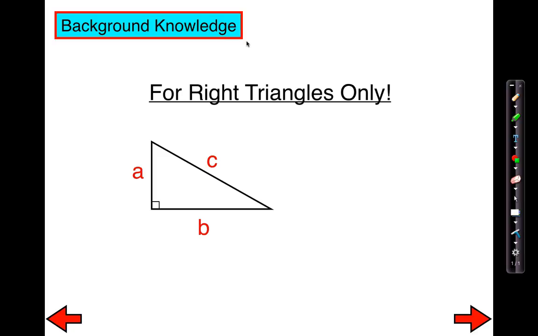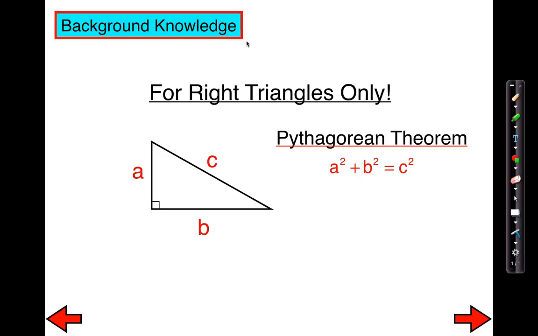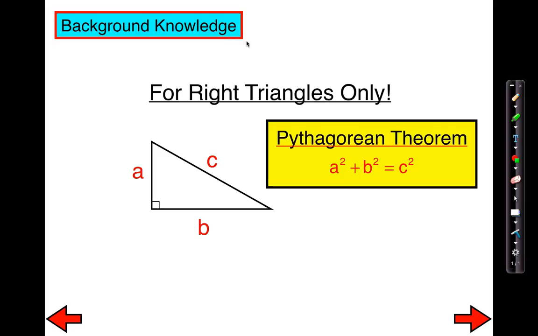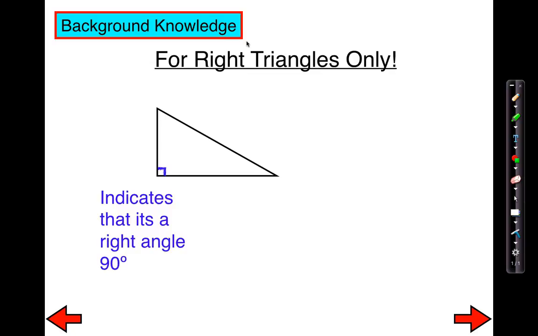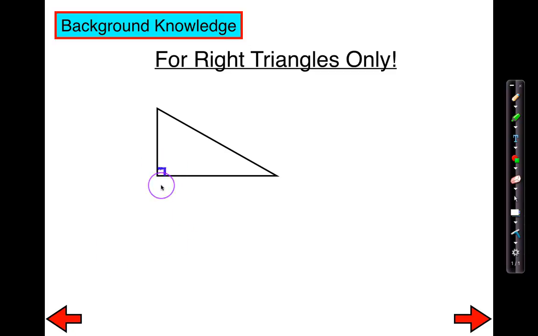So quickly, let's go over background knowledge. It's very important for you to understand that Pythagorean theorem only works with right triangles. Okay, and the Pythagorean theorem, of course, is just a squared plus b squared equals c squared. One thing you got to remember is in order to tell if something is a right triangle, you're looking for this right here, which indicates that we have a 90-degree angle.